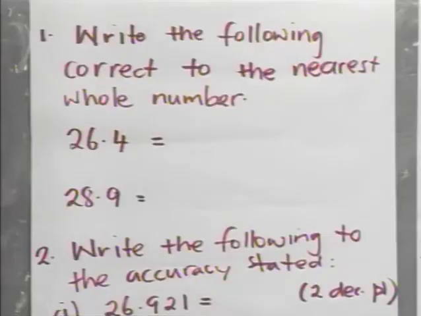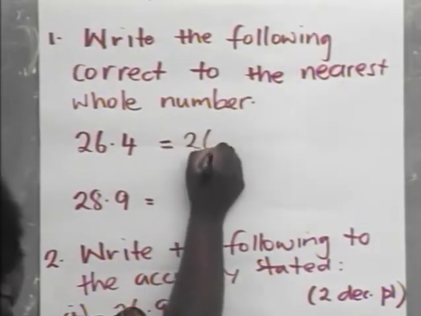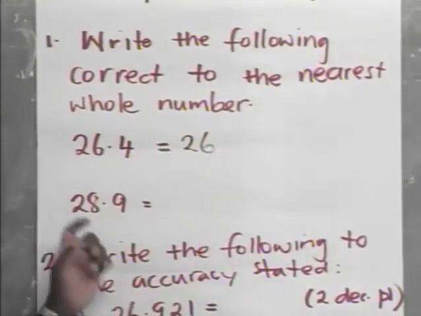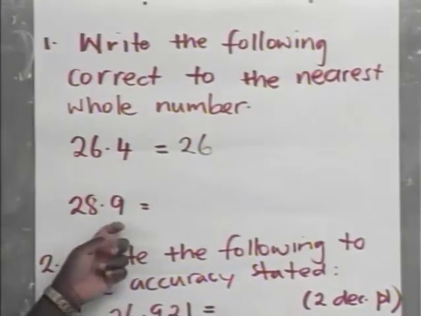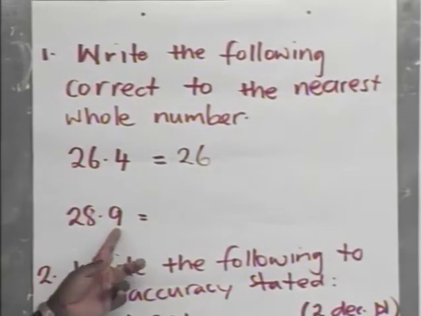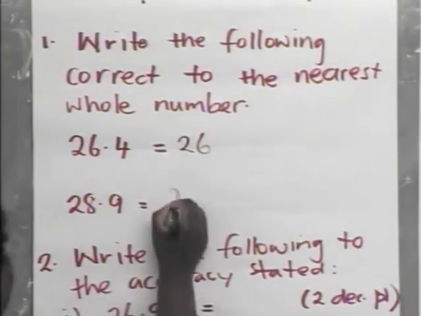The number that is below 5. If the number is below 5, the whole number remains. Okay, so this number will be? 26. 26, okay, the number remains. If the number is greater than 5, I increase the whole number by 1. So if this is 9, 9 is greater than 5, I increase this by 1, so it becomes 29.